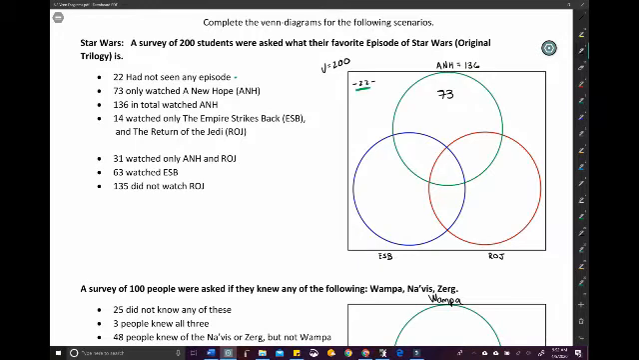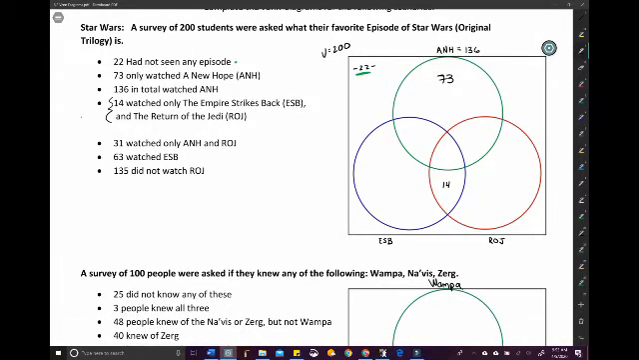14 watched only The Empire Strikes Back and The Return of the Jedi. So only The Empire Strikes Back and The Return of the Jedi. That means they must be here. It does not say that they watched A New Hope. So that's 14 in there. 31 watched only A New Hope and Return of the Jedi. A New Hope, Return of the Jedi. 31 watched only those two.